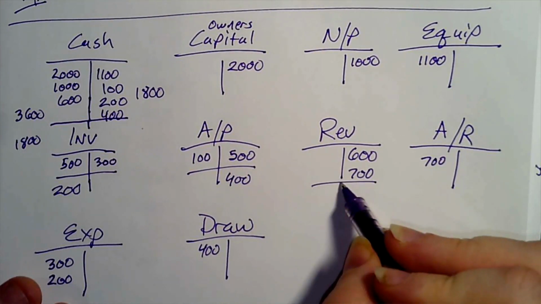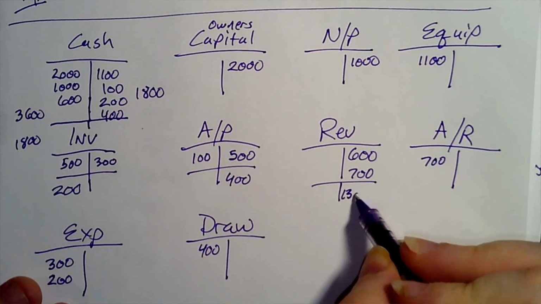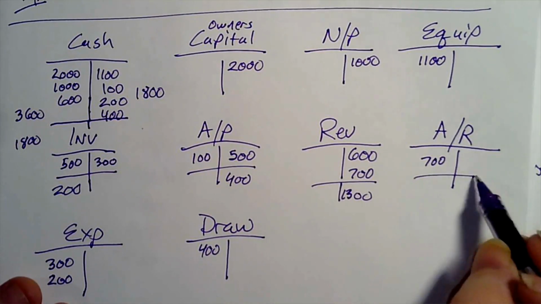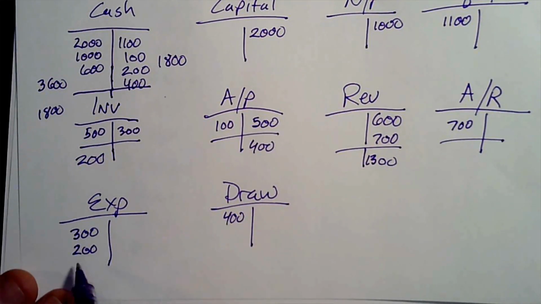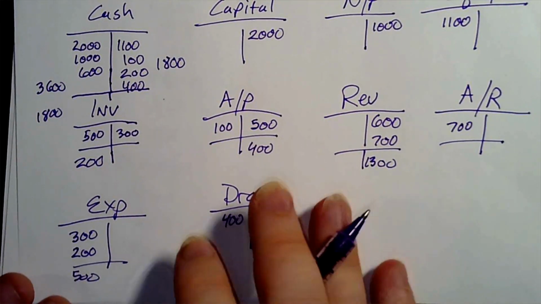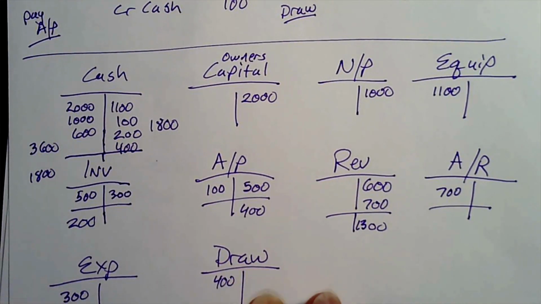Revenue, we had two entries, a total of 1,300. Just 700 for AR. Our expenses went up by 500. And our draw was 400. And, you know, it might be worth just going through and identifying which types of accounts these are.